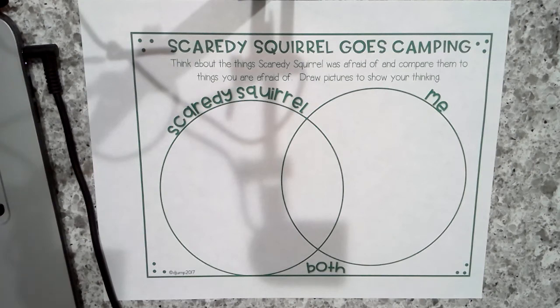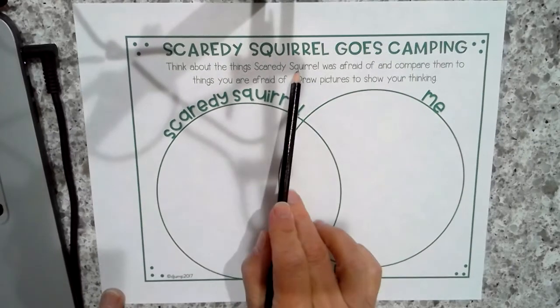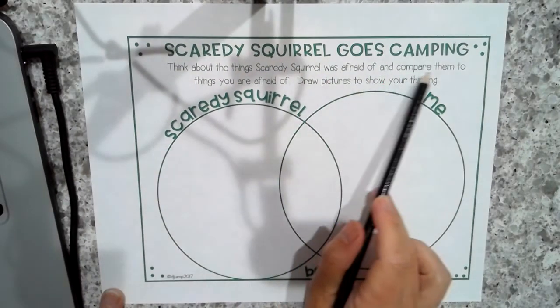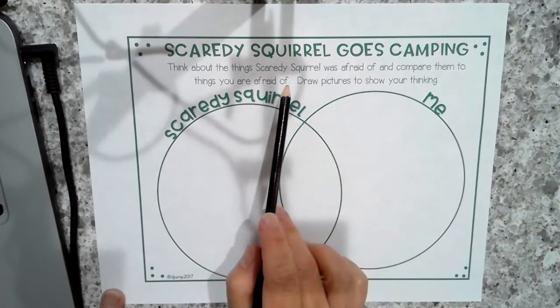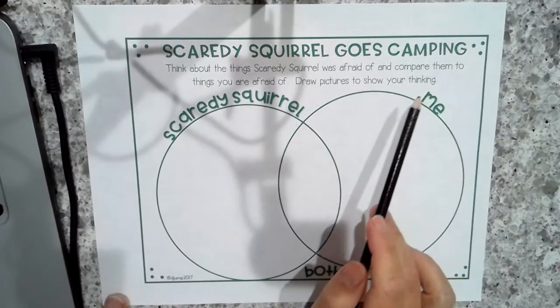Hey, first graders, I hope you liked this story, Scaredy Squirrel Goes Camping. I'm excited because that's a new character for me, so I'm going to try to find more of his books. But our activity for this book is to think about things Scaredy Squirrel was afraid of and compare them to the things you're afraid of. And then you're going to write words and draw pictures to show your thinking.